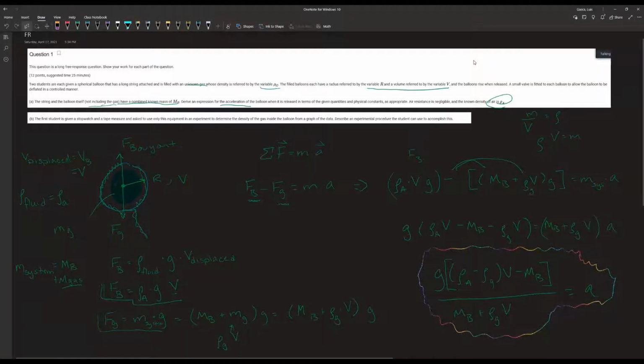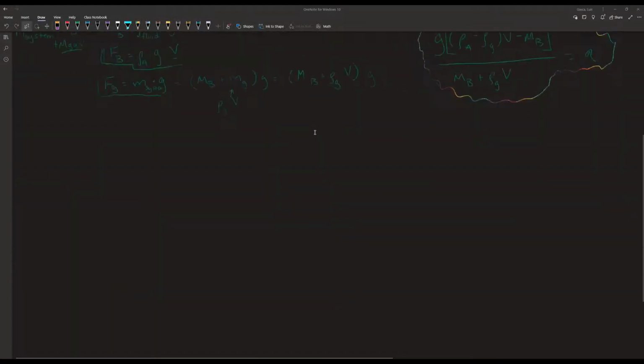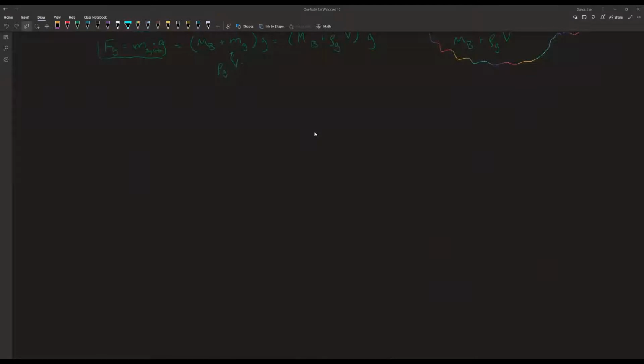Thanks. All right. The first student is given a stopwatch and a tape measure and asked to use only this equipment in an experiment to determine the density of the gas inside the balloon from a graph of the data. Describe an experimental procedure that the student can use to accomplish this. Oops, so I don't think I copied over the graph. Let me go ahead and copy that here for B.